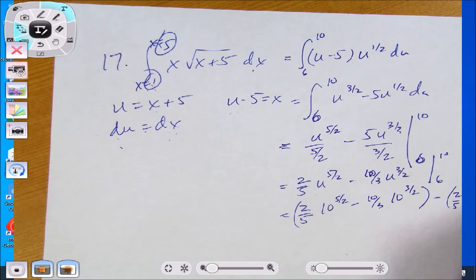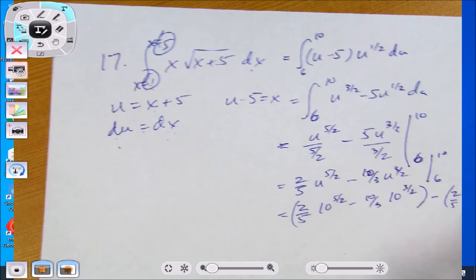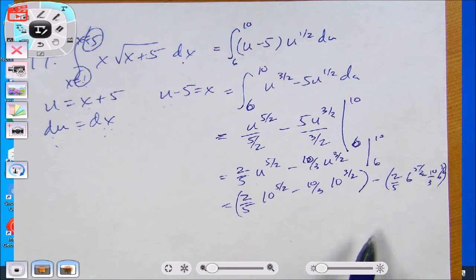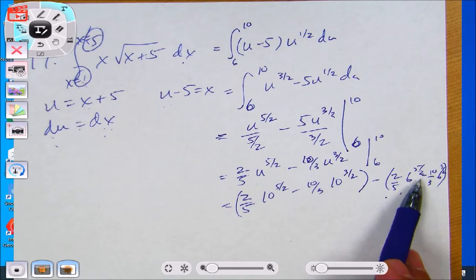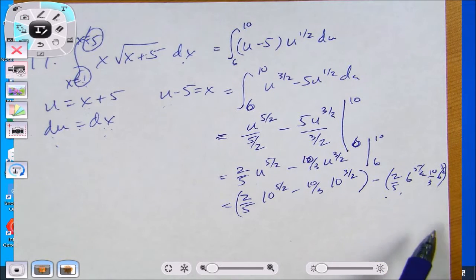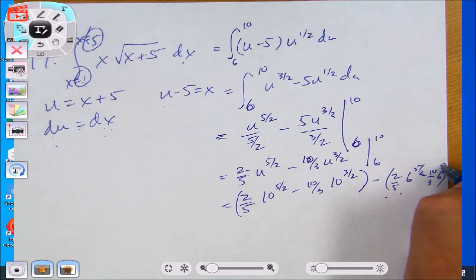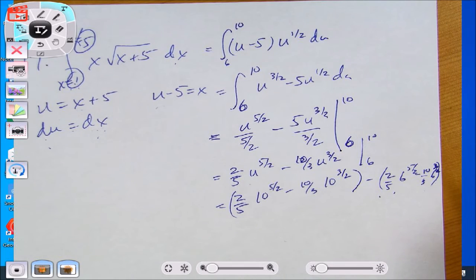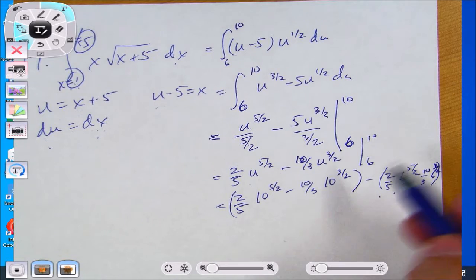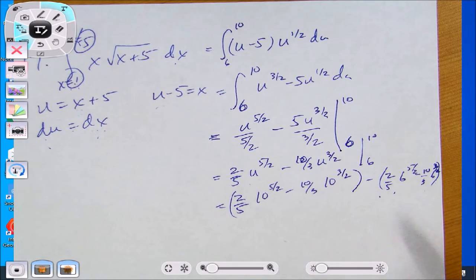I know you can't read that. That says 2/5 times 6 to the 5 halves, minus 10/3 times 6 to the 3 halves. All I do is plug in the 10 and then plug in the 6 and subtract. And I'm going to quit right there.